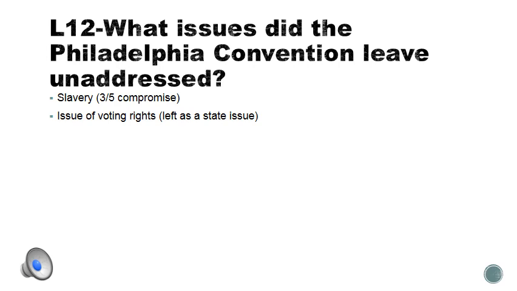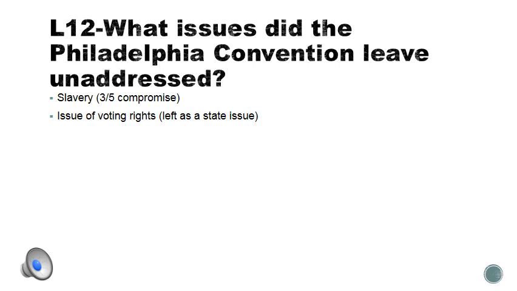So what issues did the Philadelphia Convention leave unaddressed? Well, the issue of slavery is going to be a big one with the Three-Fifths Compromise. We're going to talk about the Three-Fifths Compromise a little more in detail in class. But if you did not have the Three-Fifths Compromise, you did not have the United States of America. The southern states would have pulled out. So we're going to kick this can down the road for about 90 years, and we're going to solve it on a day called the American Civil War.